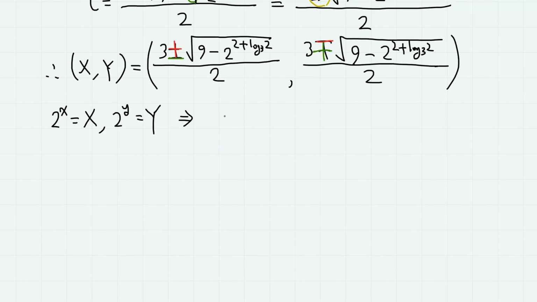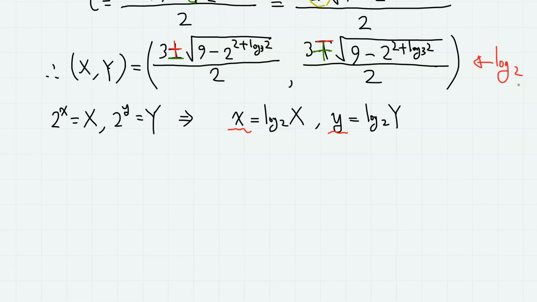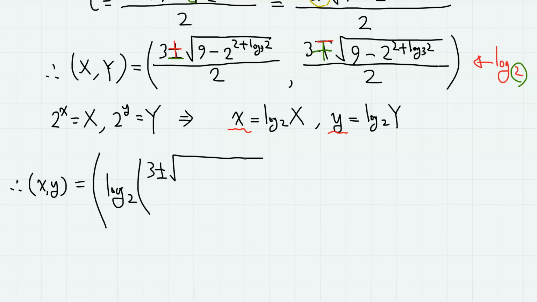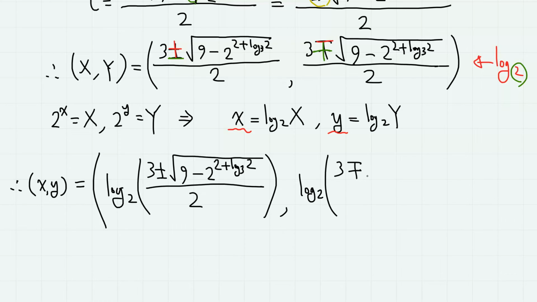Now, from these relations, small x equals log base 2 of capital X and small y equals log base 2 of capital Y. So we can find the values of small x and small y by simply taking log with base 2 on these values. So small x and small y are given as log base 2 of (3 plus minus square root of 9 minus 2 to the power of 2 plus log base 3 of 2), all over 2, and log base 2 of (3 minus plus the same), over 2.